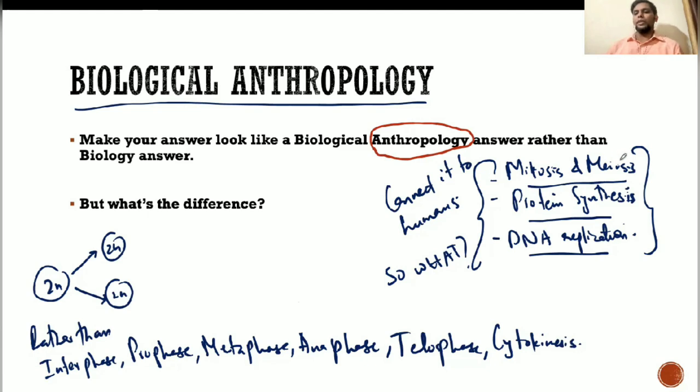So for instance, if I'm talking about meiosis, if meiosis goes wrong, rather than focusing on the phases, I'd say focus on non-disjunction. What happens if meiosis doesn't happen right? Talk about how you get an XO or XXY.